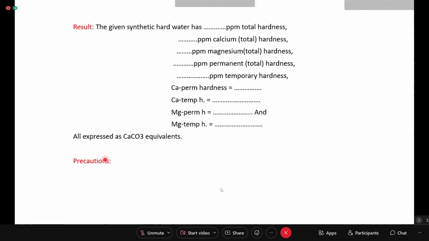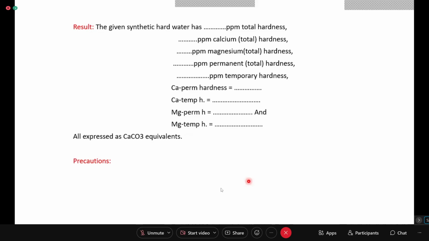Okay, and then you please write the precautions in your own language. That is my request to all of you. If you think that there is some precaution to be taken, first precaution you should write is wash your apparatus with tap water first of all. Then rinse the burette with EDTA solution. That is very important. Then pipette: every time when you are pipetting out synthetic hard water or permanent hard water, whenever the water sample is changing, you should wash the pipette and rinse the pipette with the respective solution.